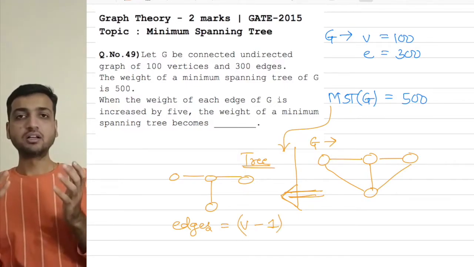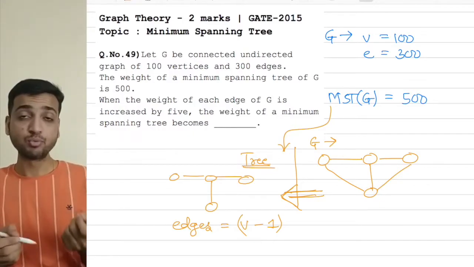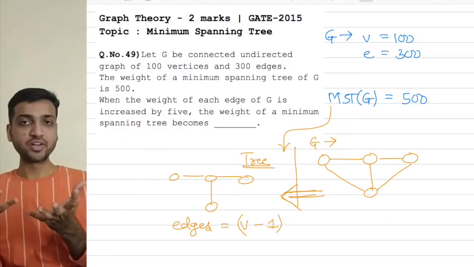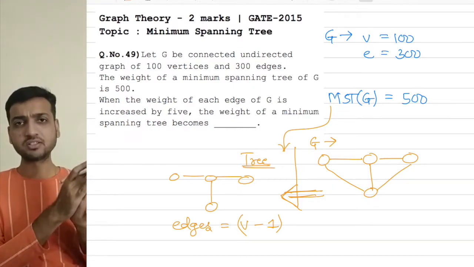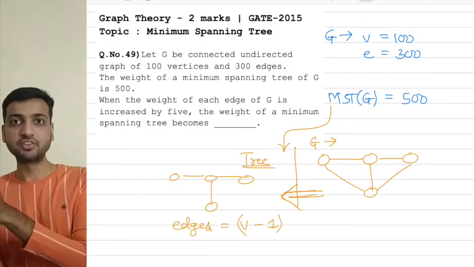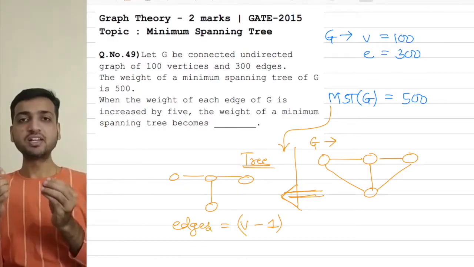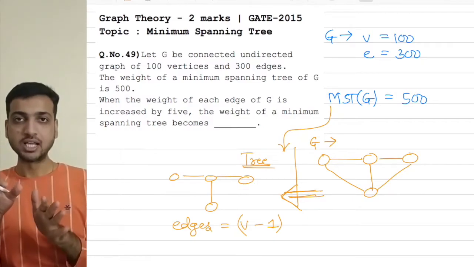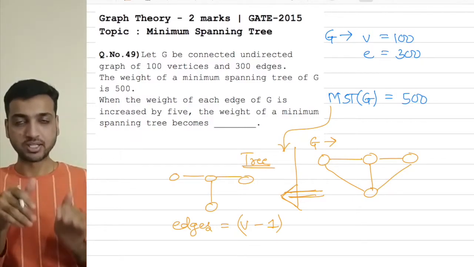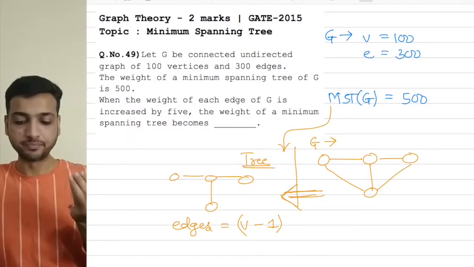If we add more edges into this, then that won't be a tree because we'll get a cycle in it. So for any tree, it doesn't matter if it's a minimum spanning tree or a BFS tree or a DFS tree, any tree that we get from a graph, the number of edges in the tree is going to be 1 less than the number of vertices. That is the basic definition of a tree.